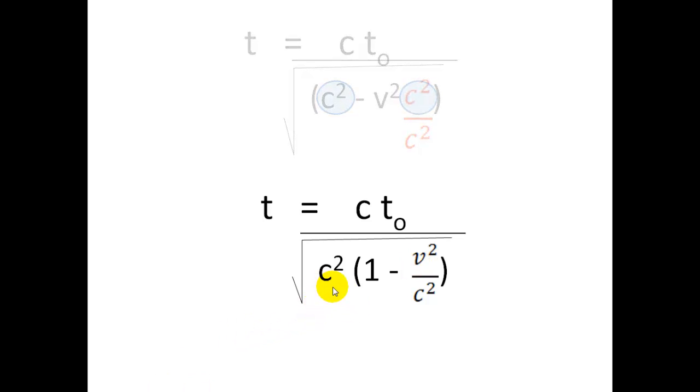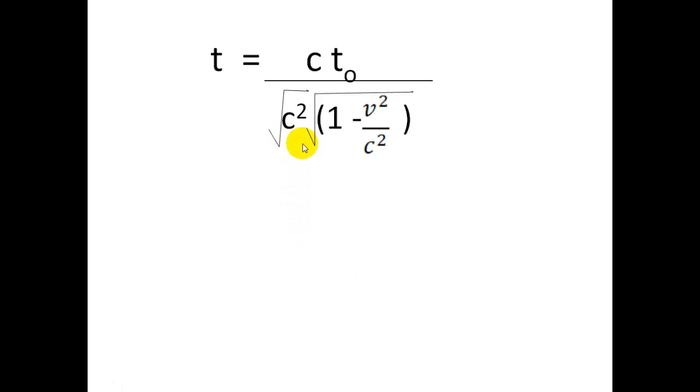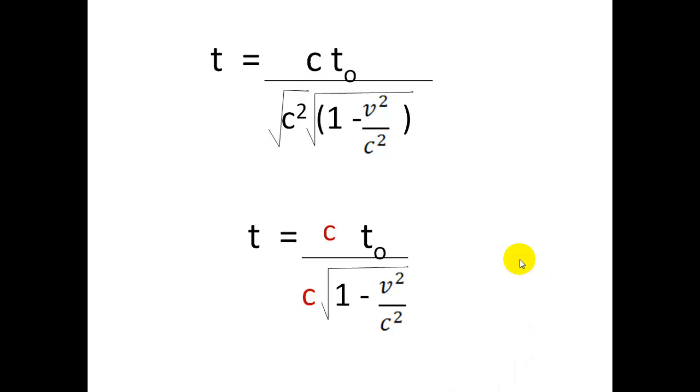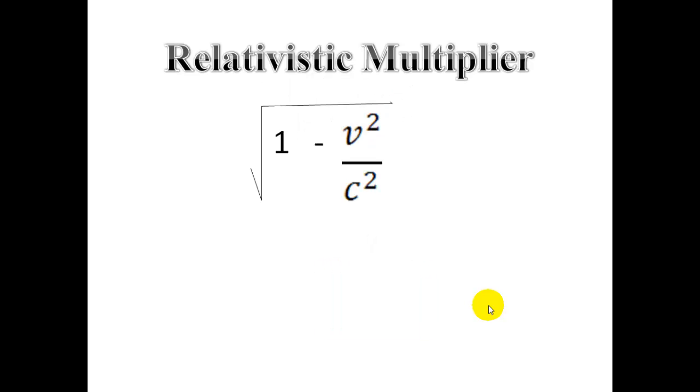So here we factored it out, and now we're going to take the square root of both of these. We're just going to split that radical sign and take the square root of c squared, which is c. And now we have a c in the numerator, a c in the denominator. They will cancel each other out, and we now have an expression for time dilation. This expression tells us how time on Earth is related to time in the spaceship. And this term here, 1 minus v squared over c squared, is called the relativistic multiplier. And we're going to be seeing this term a fair bit as we move through this unit.